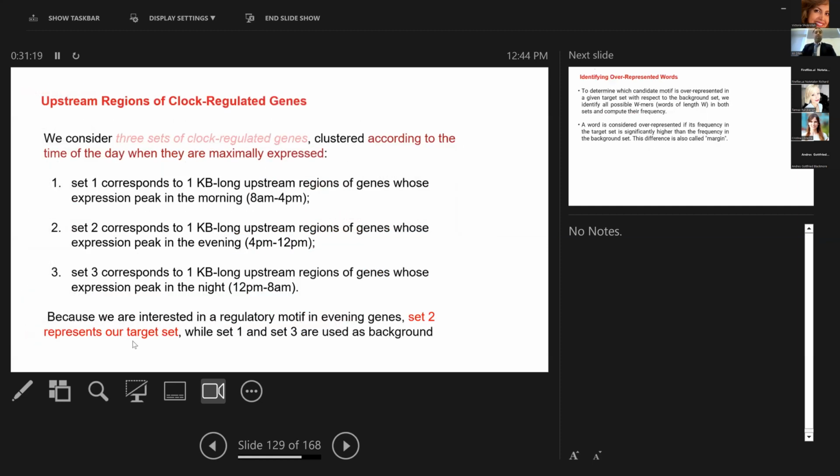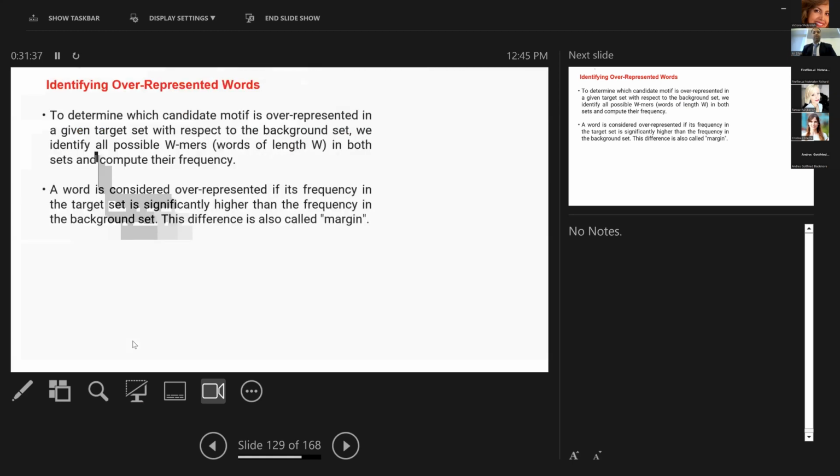So how do you prove this? They considered 3 sets of clock-regulated genes clustered according to the time of day when they were maximally expressed. That was 8 a.m. to 4 p.m., 4 p.m. to 12 a.m., and 12 a.m. to 8 a.m. Because they were interested in the evening genes, set 2 represented the target set, and sets 1 and 3 were the base sets.